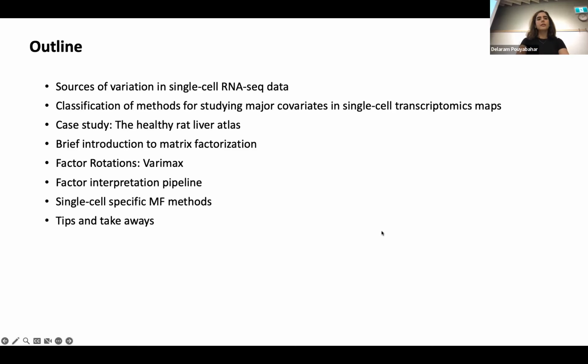And then I'll give you a case study of a healthy rat liver atlas and how we use basically these exploratory data analysis approaches to understand novel biology about this new map. And then I'll briefly discuss matrix factorization methods, and I'll talk about factor rotations. And then at the end, I'll mainly talk about how to interpret the resulting factors, and we'll end the presentation with some tips and takeaways.